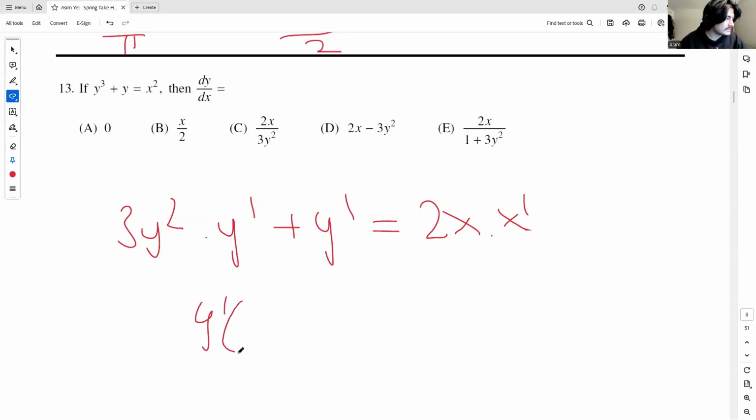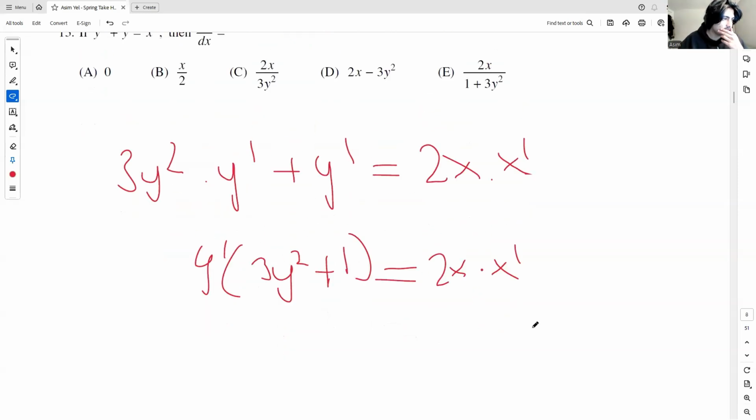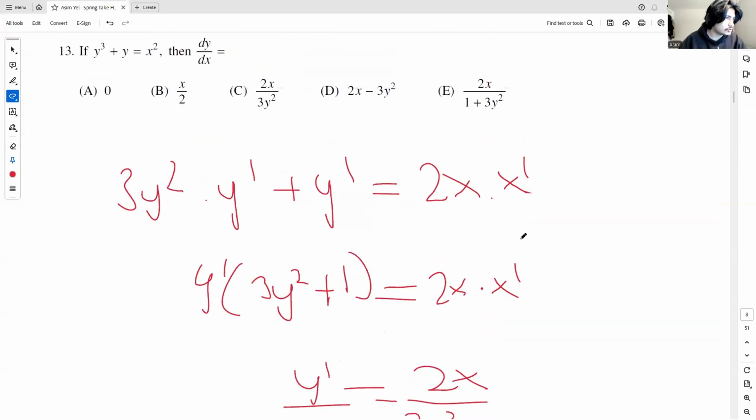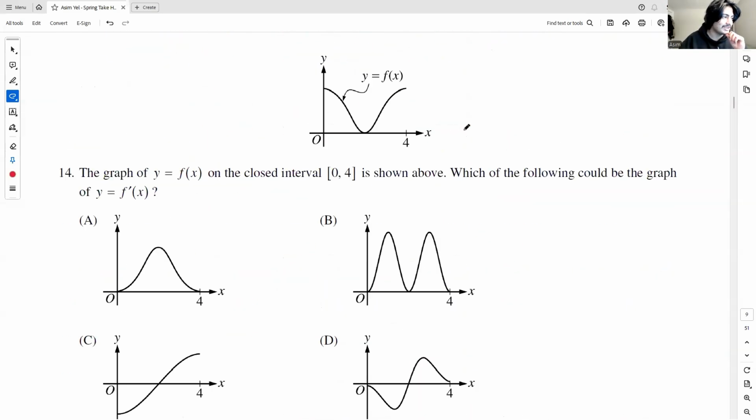So in y prime, I'm just going to factor it out: 3y squared plus 1 is the left side. I just took this y prime out of the left, so I can use y prime as a single variable, and I can divide it by x prime, equals 2x times x prime. And now, what should I do? Just send this over here and send the x prime over here. You would end up with y prime over x prime, which is dy dx, equal to 2x over 3y squared plus 1. Do I have that? Oh, yeah, I have that. So they just wrote that one on the left. I was just wondering where the answer choice was.